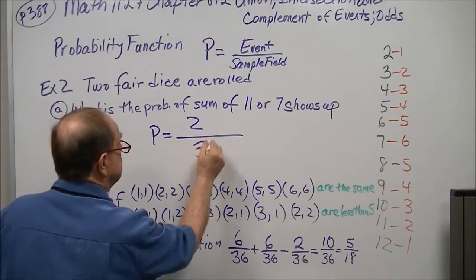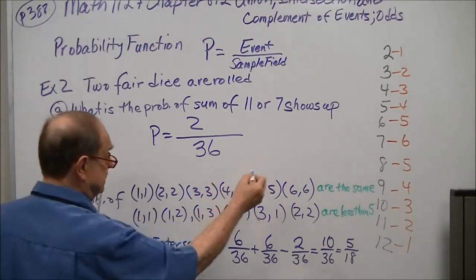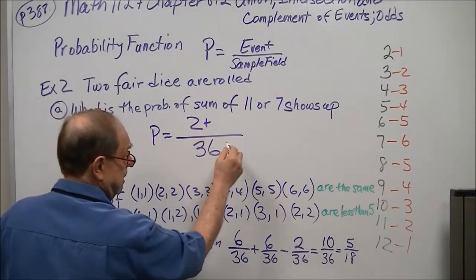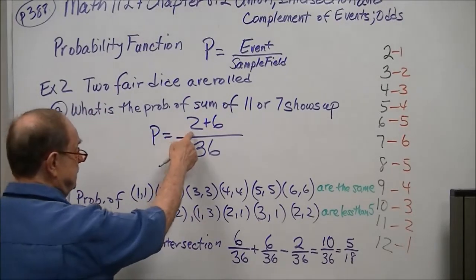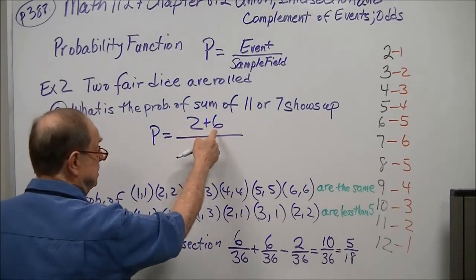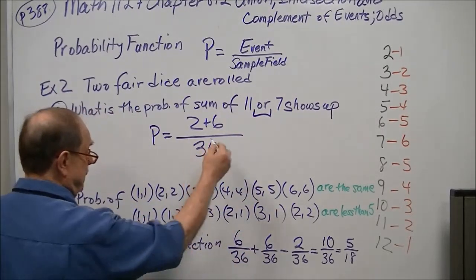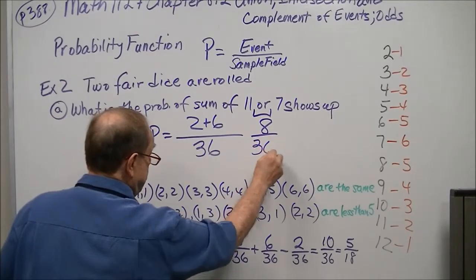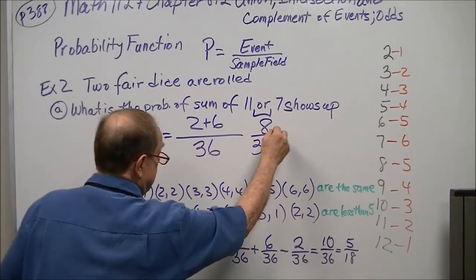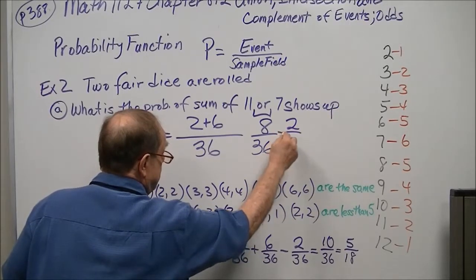Now remember, there's 36 possibilities. And the number of times the 7 will come out is 6 times. So the event that you're looking for is a union between these two because of the "or," and that gives you 8 out of 36, which is going to be 2 out of 9.